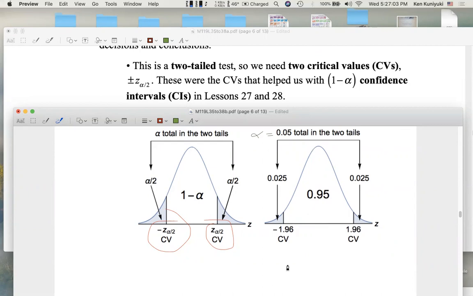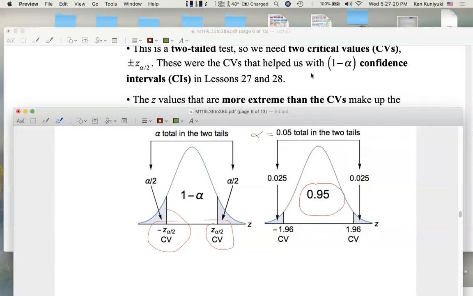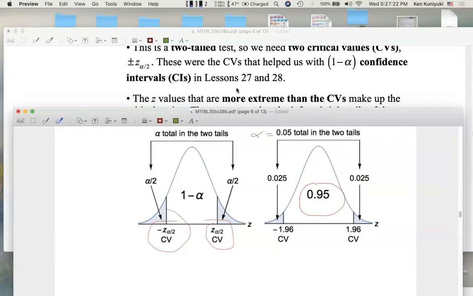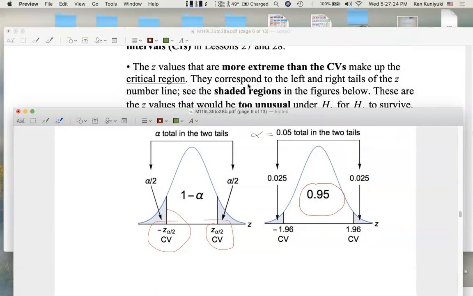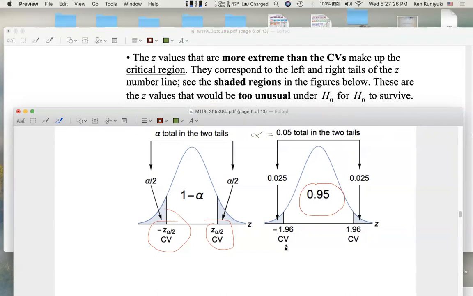So these should look familiar. 1.96 and negative 1.96, these trap 95% or 0.95 in the middle for the z distribution. As I said, folks, 1.96, you might be thinking about this a lot. These are the critical values that helped us with a 1 minus alpha confidence interval before. So we've seen critical values before. In this case, 1.96 and negative 1.96.